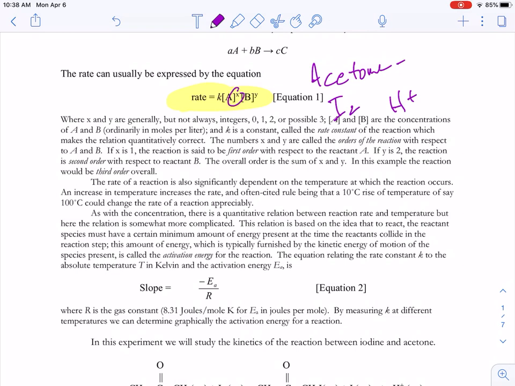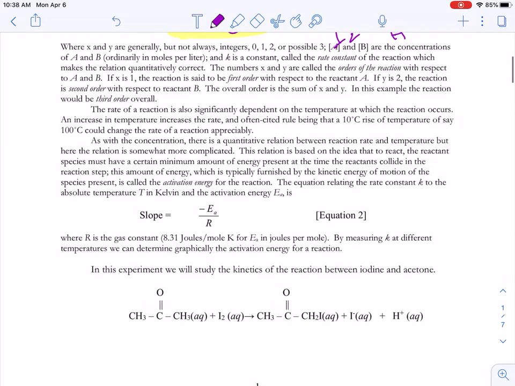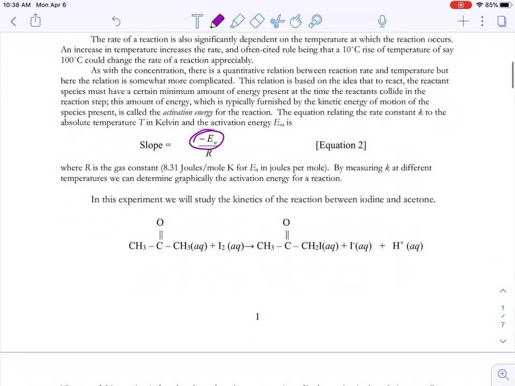So the first thing I want to figure out is what is the order with respect to each one? Is it zero order? Is it first order? Is it second order? Whatever that is. So that's the first part of the lab, to try and figure out what these variables are. Then once we get those orders, we're going to try and figure out the activation energy. So that's going to be the second part of the lab.